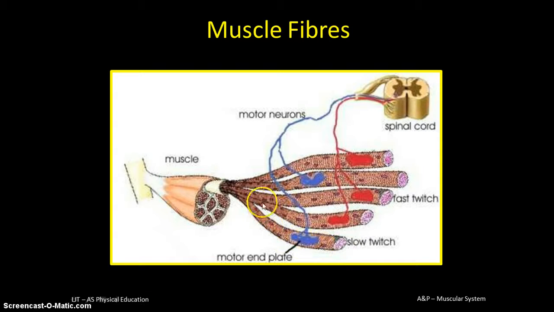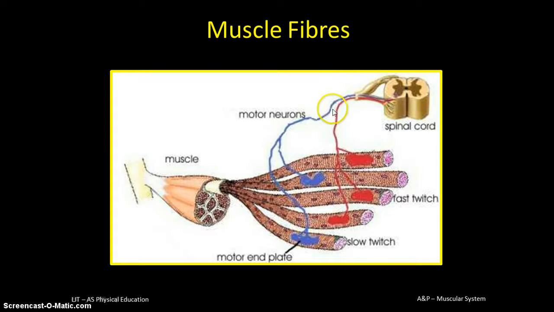We have slow twitch or fast twitch muscle fibres, and what they've done is they've used a different colour to show the different types of what we call motor units. So we've got here from the spinal cord, our brain would obviously send a message down the spinal cord, and this would travel down the nerve right the way to the nerve endings, where it would pass on the information telling this muscle fibre to contract.